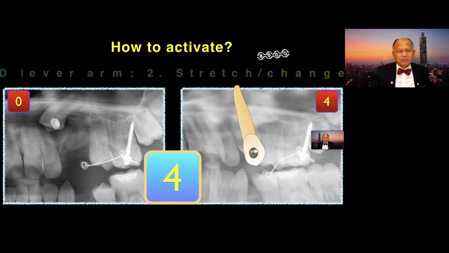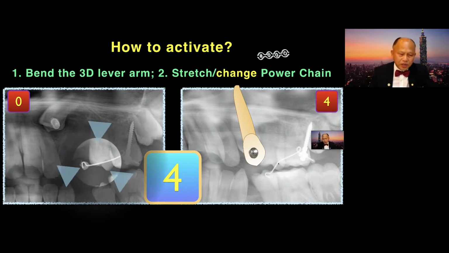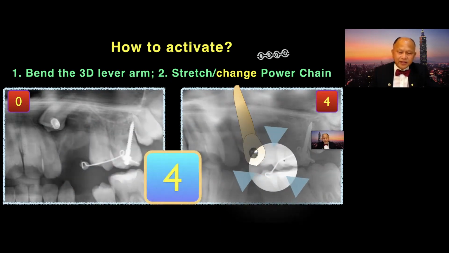So people will ask me, Chris, how do you activate this 3D lever arm to get this result? Number one, you can bend this 3D lever arm like this. When we started, it's a straight piece. And then when you activate it, you use 3 jaw pliers to bend it. So you activate this 3D lever arm.